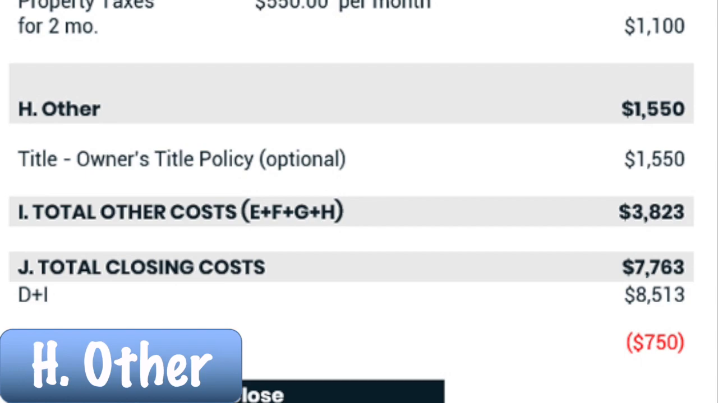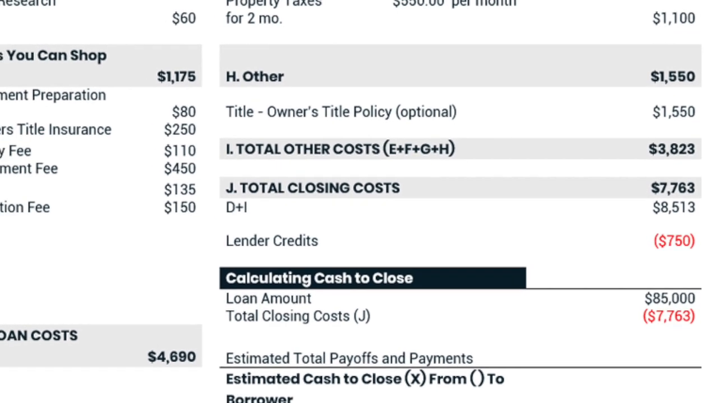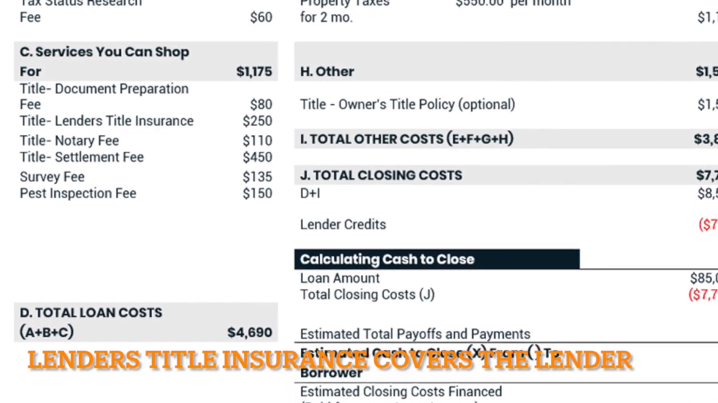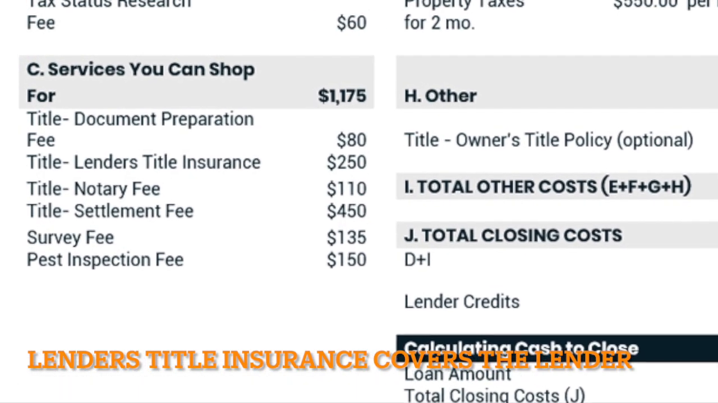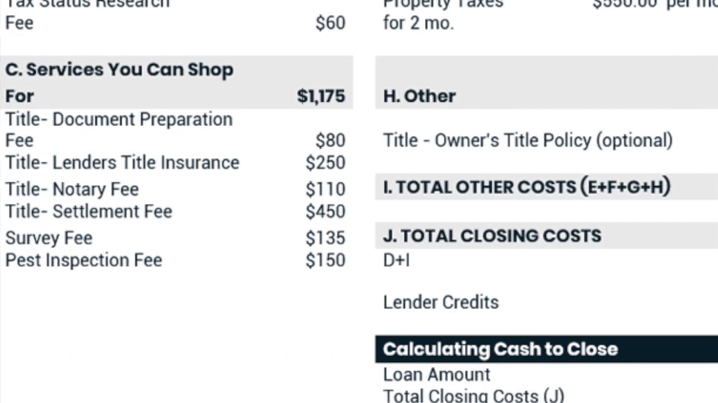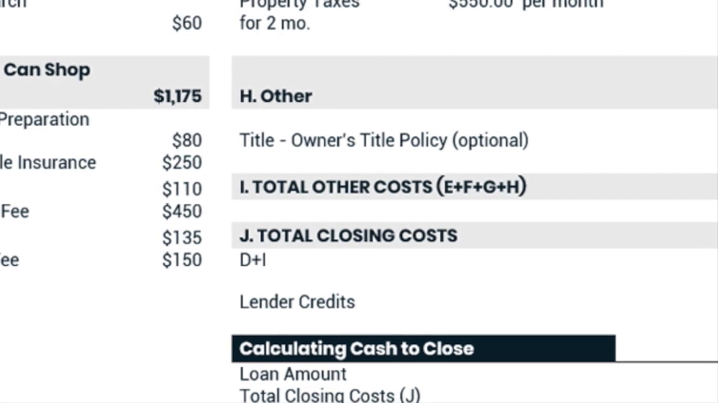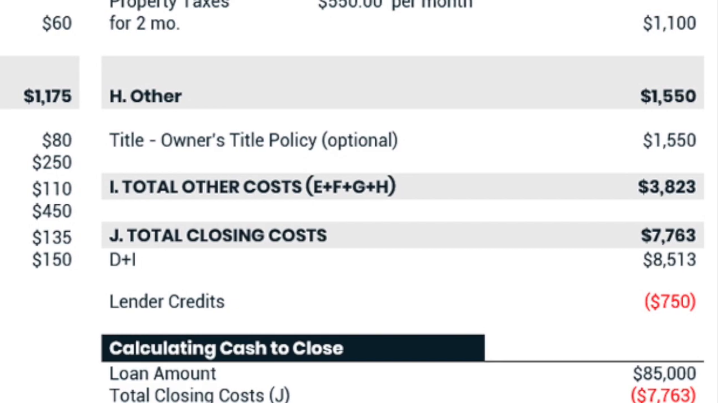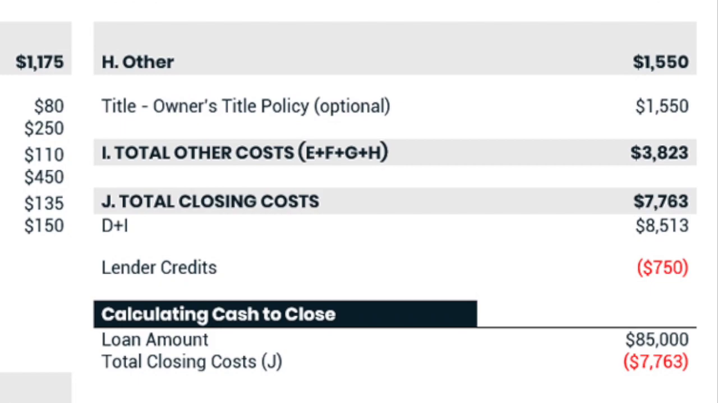Section H are other items that you may choose to pay for, such as this example here shows, the owner's title policy. Now you may be going, wait, isn't that what was paid for in Section C, title insurance? No, Section C is title insurance to cover the lender. You are actually buying insurance for the lender in Section C. Lenders make this a requirement for lending you this money. Section H is if you want to buy title insurance to cover it yourself. What exactly is title insurance and do you need it? Well, that's another video. So that's the breakdown of all that you're paying for at closing.